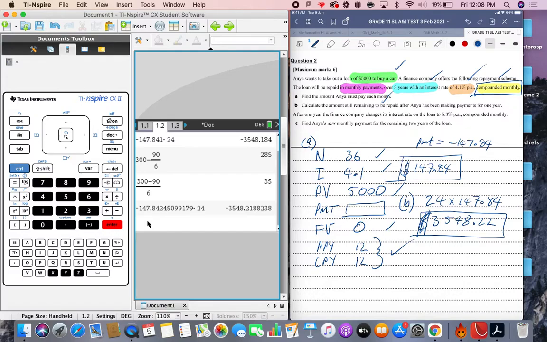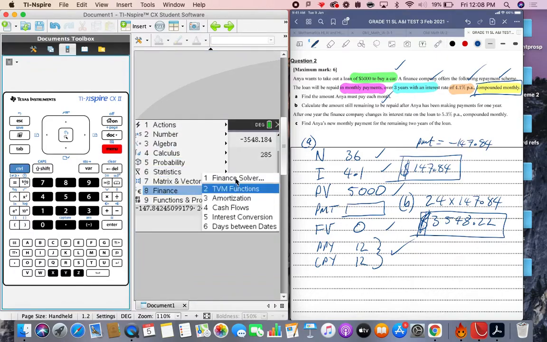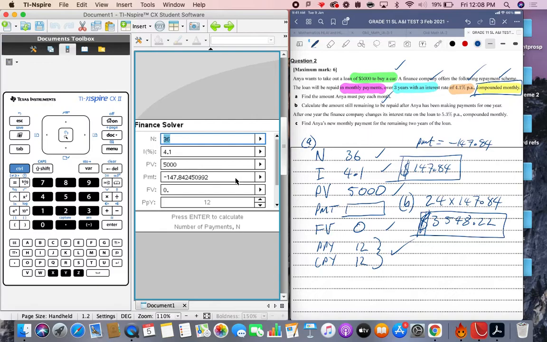So let's go to Finance Solver again. Menu, Finance, Finance Solver. Okay, so there's 2 years of payments to make here. So what do I do with the N? What's it changed to? 24. Beautiful. Interest rate now? 5.3. Horrible. And here's the key. What's the present value of the loan that I need to pay back? Yeah, it's this new amount, right?